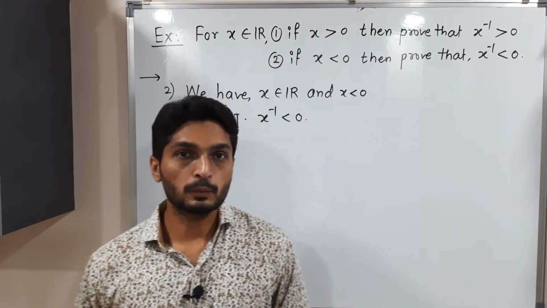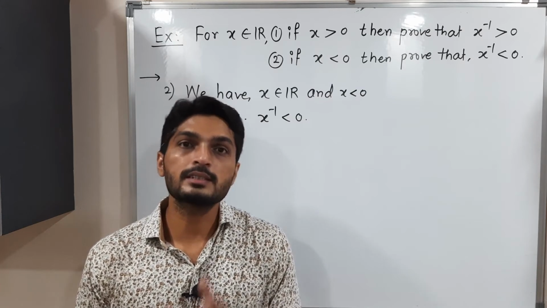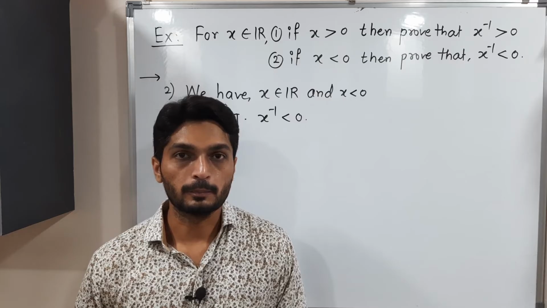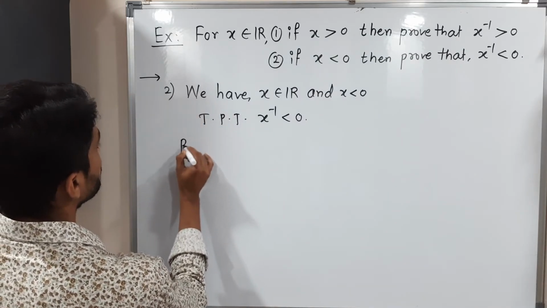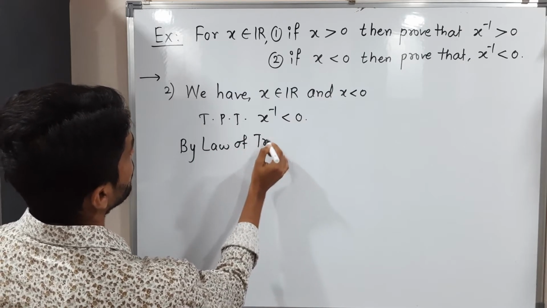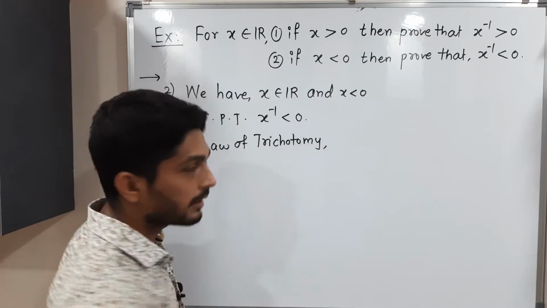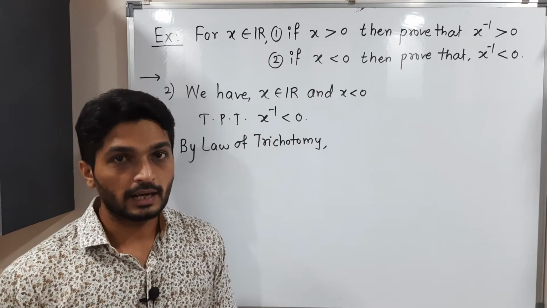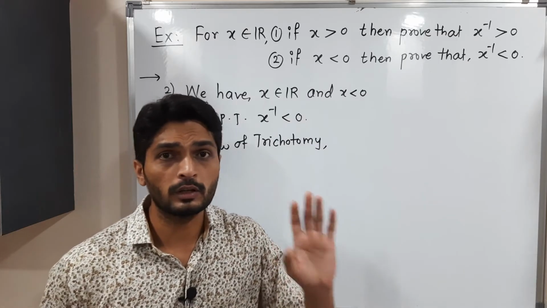In the second sub-question, we have x is negative, and what we have to prove is that its inverse is also negative. Okay. So see, as you know, by the law of trichotomy, there are only three possibilities. Whatever number we have, it is either 0, or greater than 0, or less than 0.